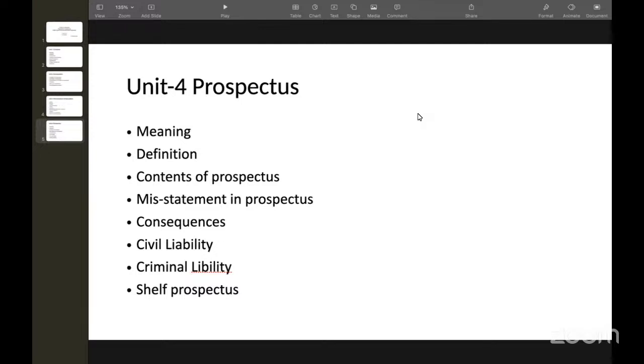Advantages of shelf prospectus are three. That is, first is cost effective, second is time saving, and third is transparency. Cost effective: reduces the cost and effort of preparing multiple prospectuses. Time saving: speeds up the process of issuing securities as the company does not need to seek approval repeatedly. Third is transparency: investors receive detailed information upfront for all future issuances.